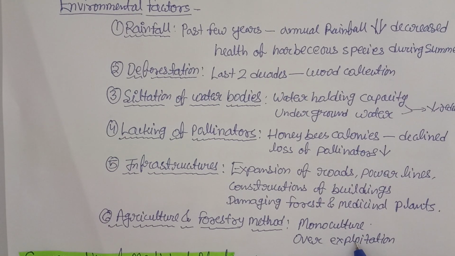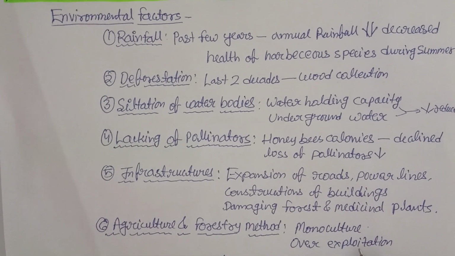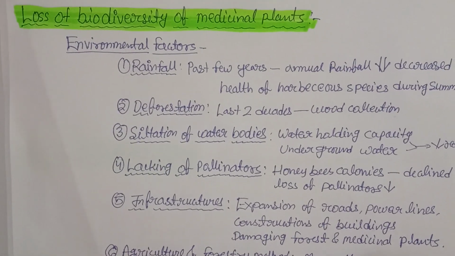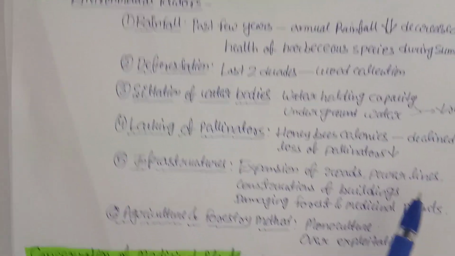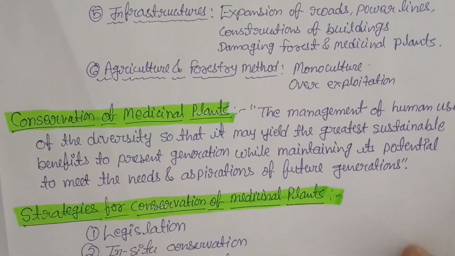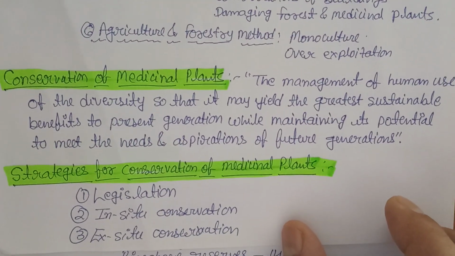The people, the human beings, they are taking it from the natural mother herbs, and they are taking it, but at the same time they are not cultivating. So these are the reasons for the loss of biodiversity of the medicinal plants, right? Now only then can we understand what the conservation of medicinal plants is. So when we talk about the conservation of medicinal plants, these things come first.